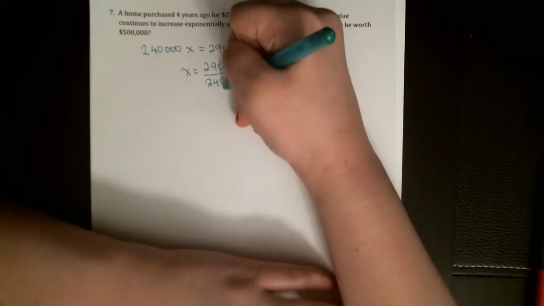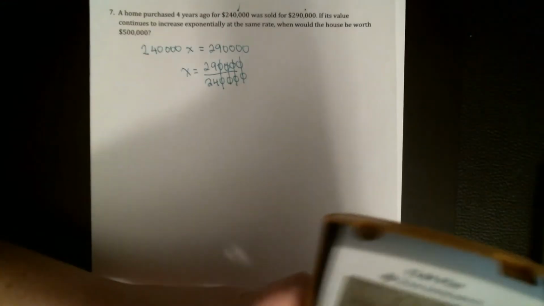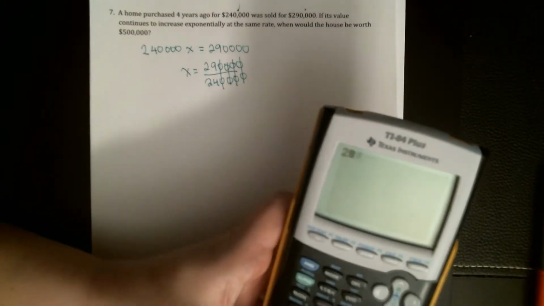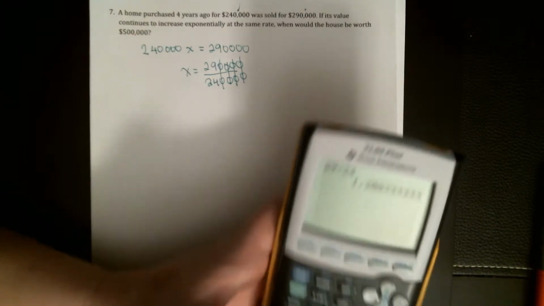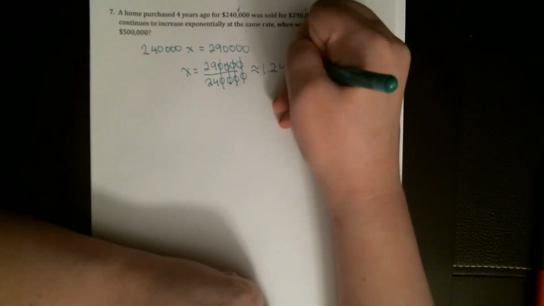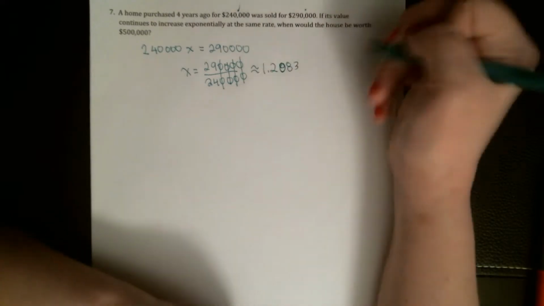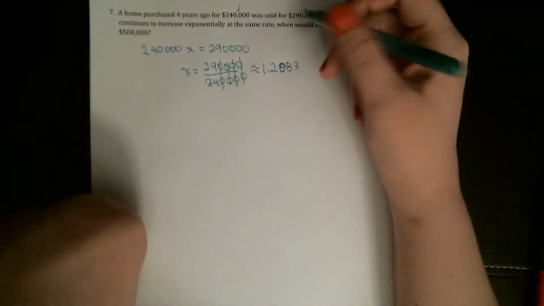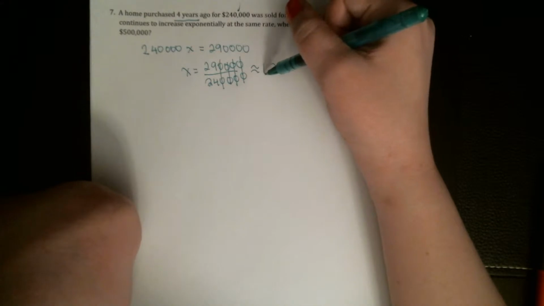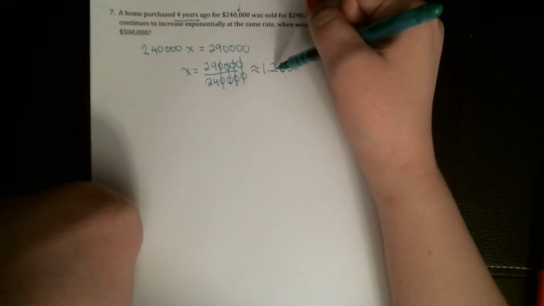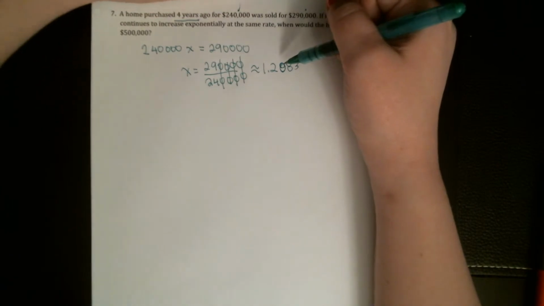Oh, we can actually knock out a bunch of zeros. So 29 over 24. About 1.2083. I'm going to keep that many decimal places. I don't know that I need them, but okay, so this is my base, and basically this is telling me that in 4 years, the value of the home increased by a factor of 1.2, so 120%, a 20% increase, almost 21% increase in 4 years.